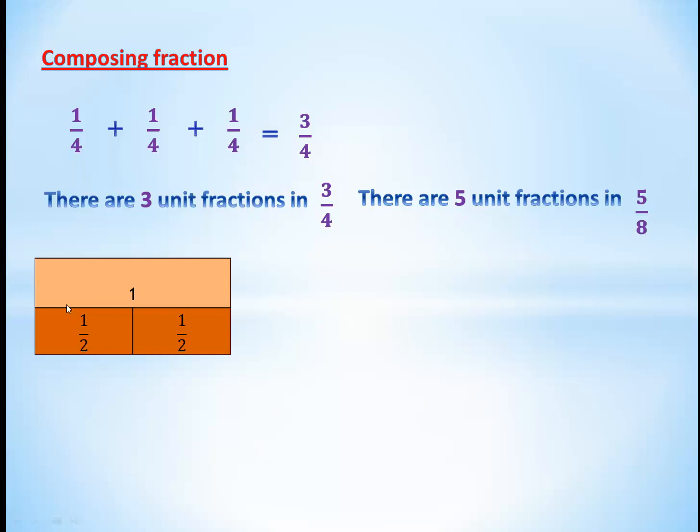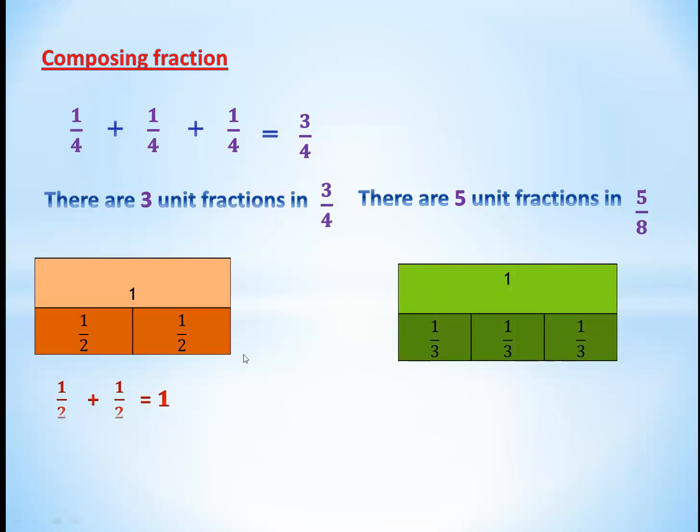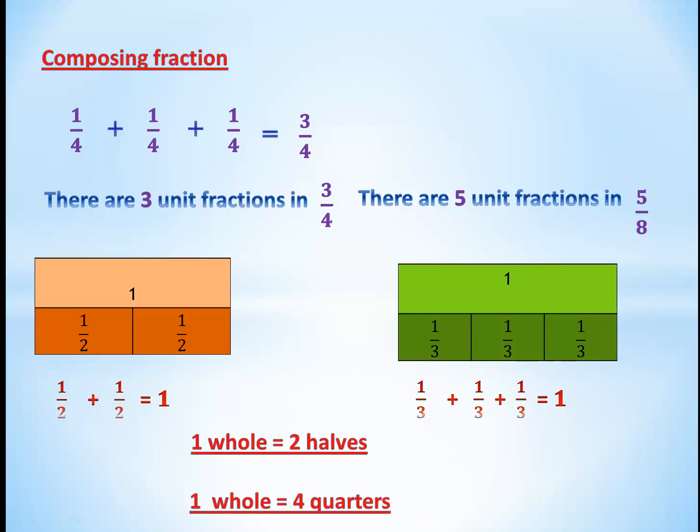Here we know that 1 equals 2 halves, 2 equal parts, or half plus half equals 1. Third plus third plus third equals 1. So 1 whole equals 2/2, 1 whole equals 3/3, 1 whole equals 4/4, 1 whole equals 5/5, 1 whole equals 6/6, 1 whole equals 7/7, and so on.